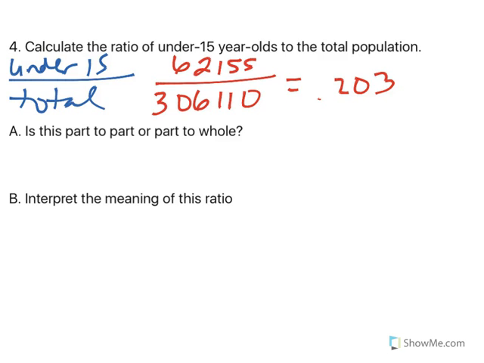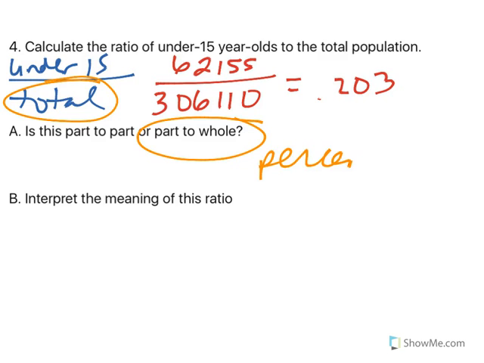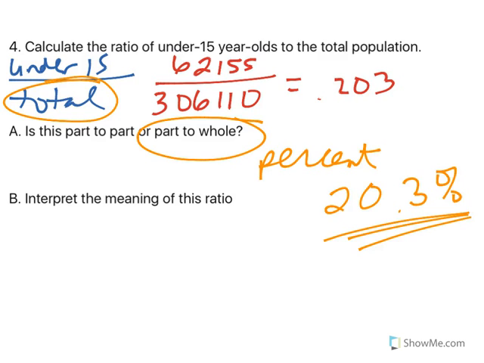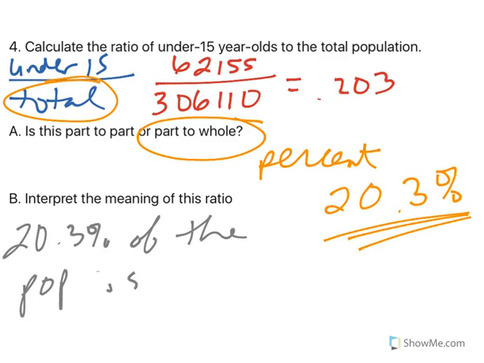Now, let's think about this in part A. Part to part or part to whole? Well, look at your denominator. The denominator is everything. It's total. So this is part to whole. And if you remember, part to whole means we can write it as a percent. So 0.203 becomes 20.3%. And when I interpret the meaning of this ratio, that means 20.3% of the population is under 15. Boom. That's where part to whole comes in nicely, because now you can talk about things in terms of percentages. 20% of the population is under 15.